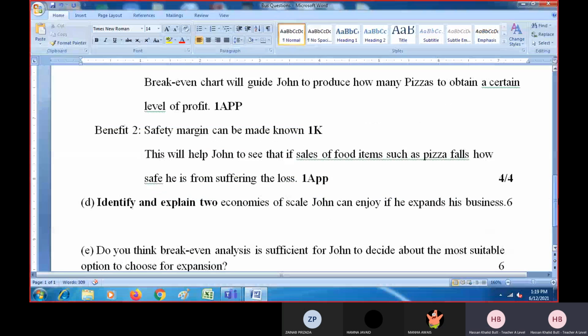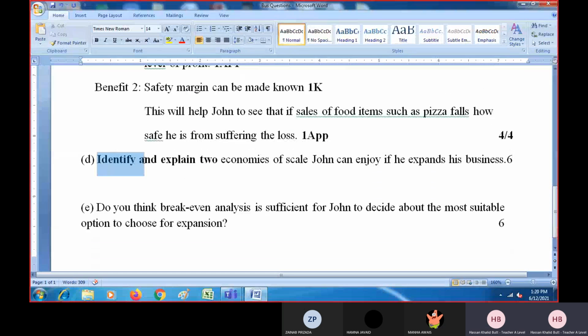Whenever the question starts with the command words identify and explain and it is of 6 marks, the mark distribution will be like this. There will be 2 marks for knowledge, 2 marks for application and 2 for analysis. So now development of your point becomes important.